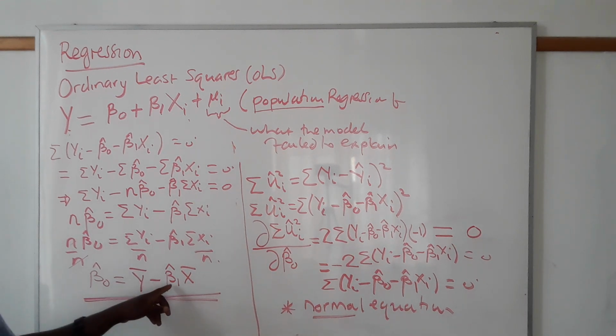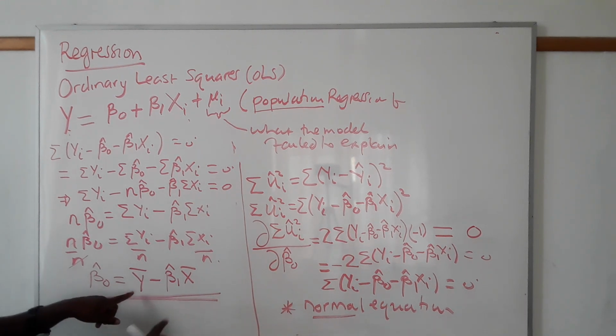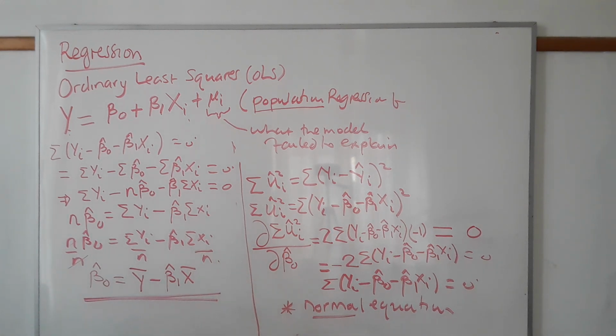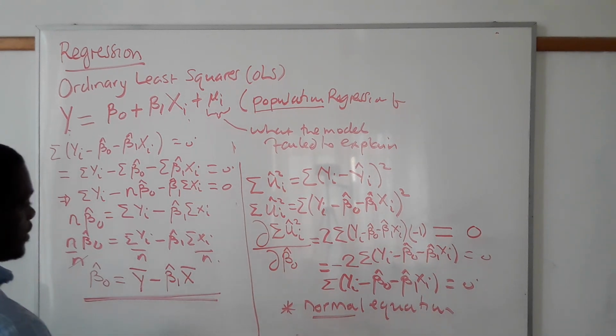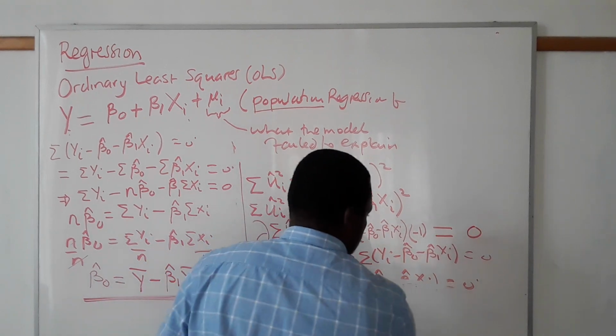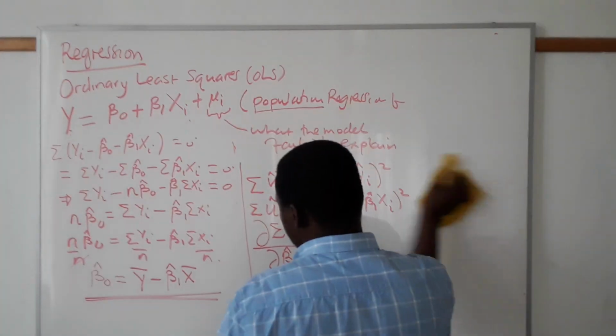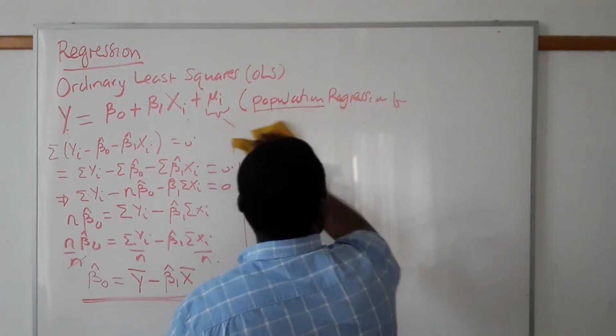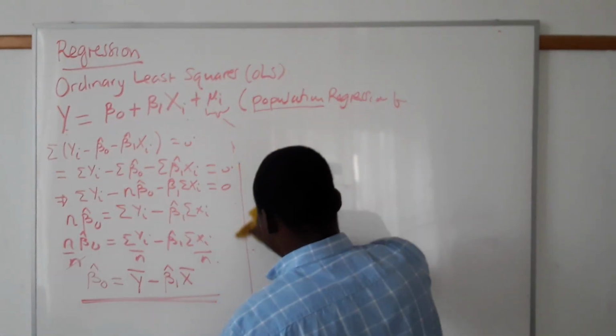So if I know beta 1, and these two I get from the sample, I can estimate beta naught by just plugging in beta 1 times the mean of x, subtracted from the mean of y. That's how you get your estimator for beta naught. Okay, the formula we use to estimate that.